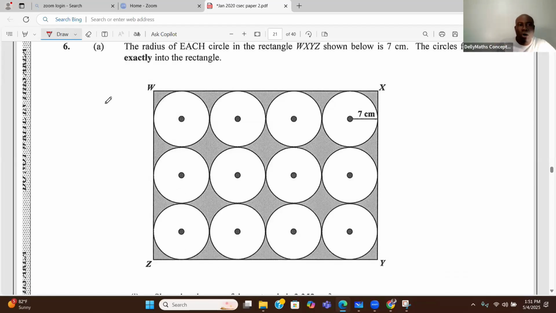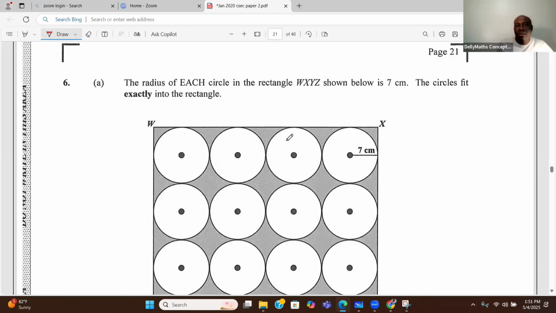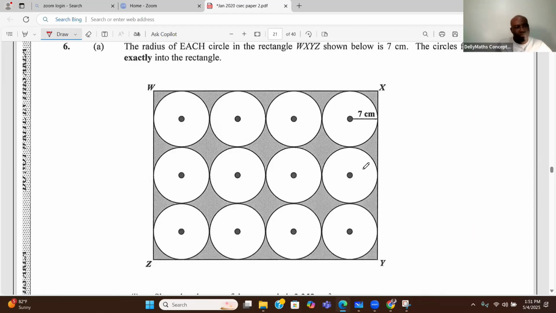All right. So it says there that the radius of each of the rectangles shown below, the circle fits exactly.